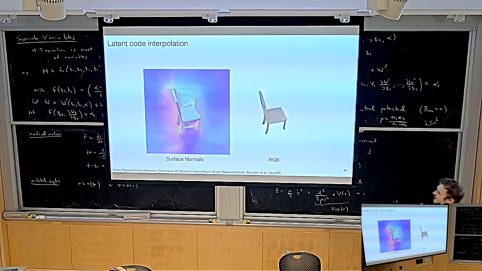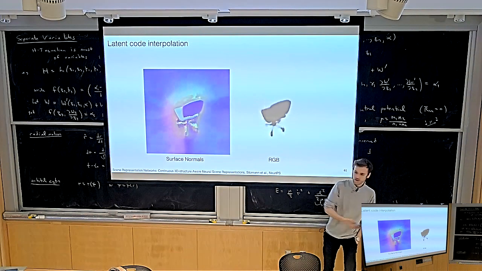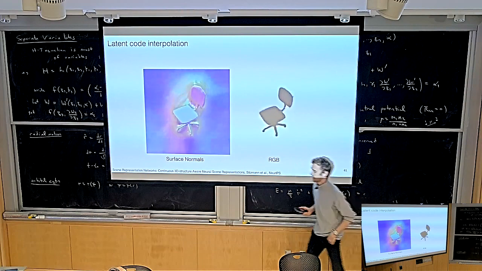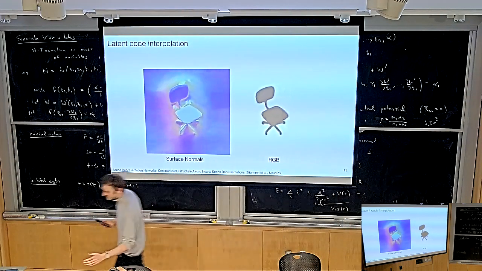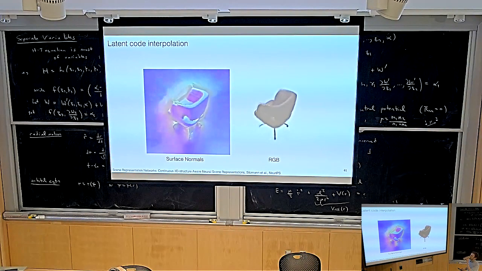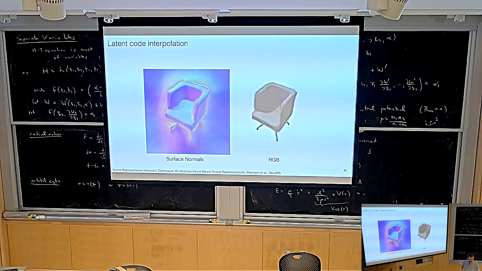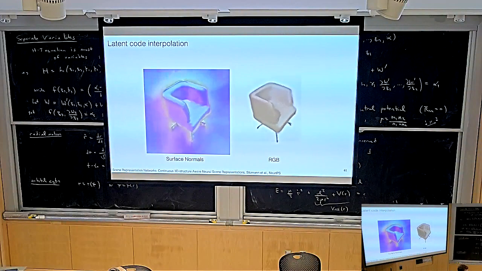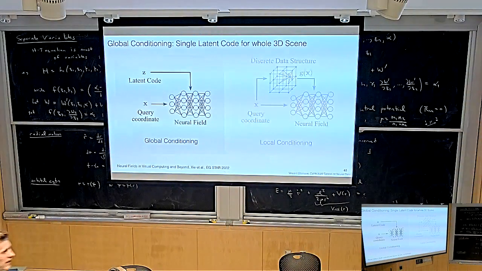Okay, and then here's the latent code interpolation. You asked about this previously. Here we're interpolating different chairs. Exciting. This is just walking from one latent code to the other.